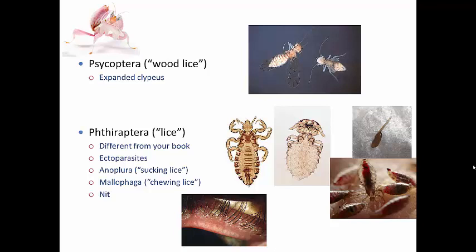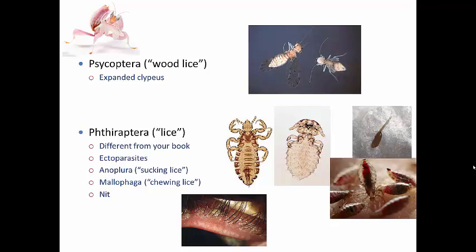These are the most primitive types of lice. We consider this simply because their mouth parts show very little modification from that basic mandibulate condition. So if you think about those mandibles that you dissected in lab and that I showed you in lecture several times, these look almost exactly the same. So they've got that labrum, that labium, the mandibles, the maxillae, the palps, that clypeus, all of that sort of stuff. All there. The main difference is they have what is called an expanded clypeus.